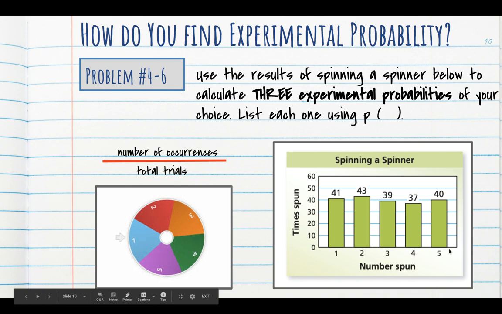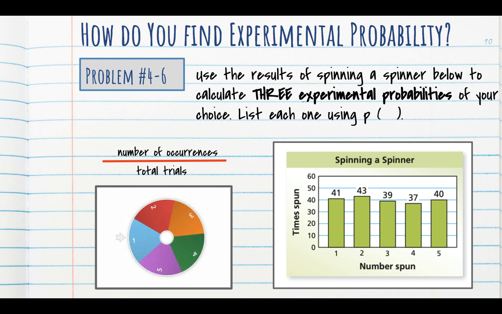For the last 3 problems, we have conducted an experiment using a 5-part spinner. We kept track of the results in a bar graph. We want you to choose 3 different experimental probabilities of your choice. Make sure you list each one using probability notation of P, parentheses, and then write which choice you made in parentheses. For example, you could calculate the experimental probability that you spun a 3.